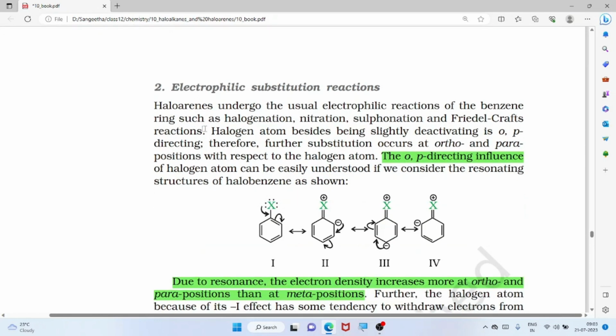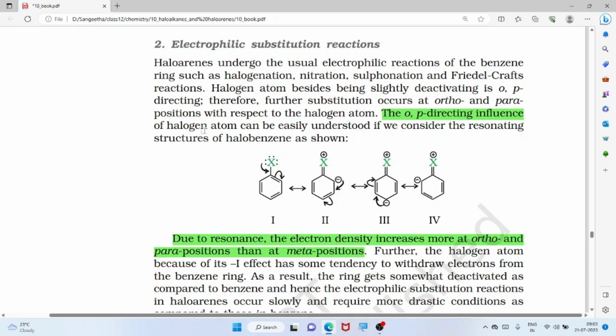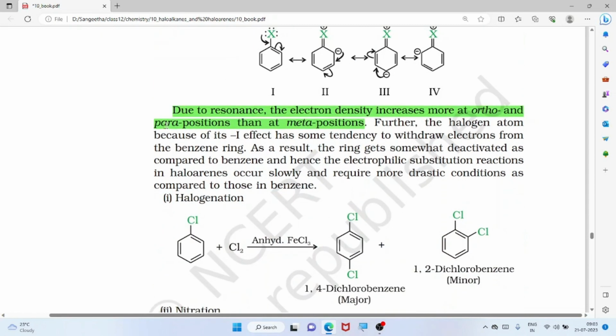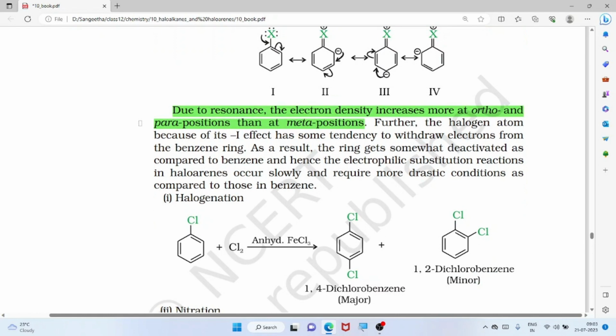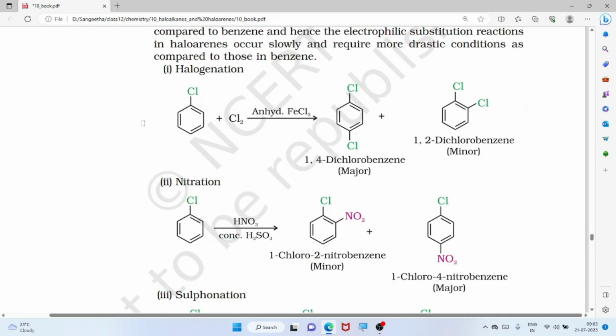Electrophilic substitution reactions: the ortho-para directing influence of the halogen atom can easily be understood. Due to resonance, the electron density increases more at the ortho and para positions than at the meta position.